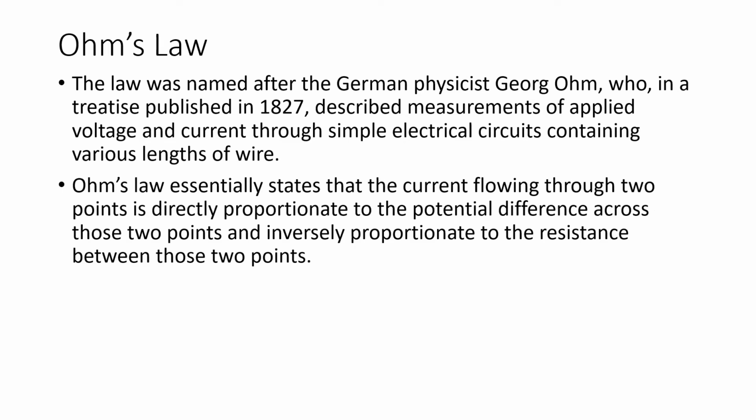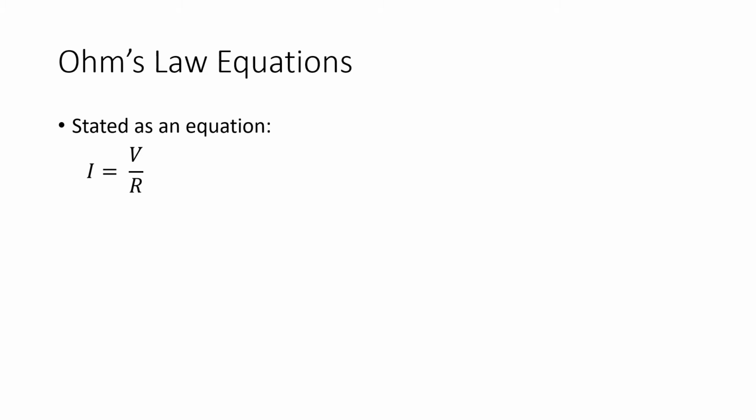Ohm's Law states that the current flowing through 2 points is directly proportionate to the potential difference across those 2 points and inversely proportionate to the resistance between those 2 points. Now, this is a lot of words to remember, so we state this in the form of an equation. That equation is I equals V over R.